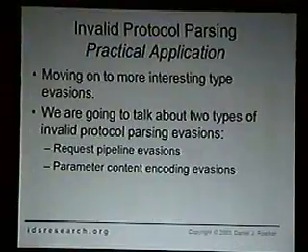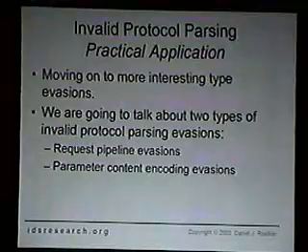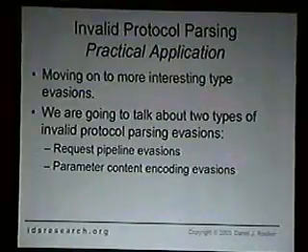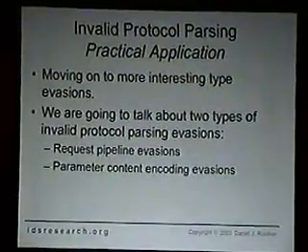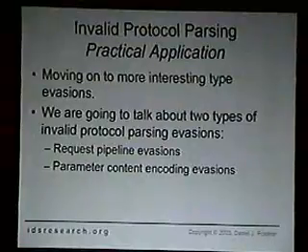All right, so we're done with the encodings now. We're on to the invalid protocol parsing practical applications. To me, these are actually the more interesting IDS evasion types because they're a little more general. I think a lot of people can understand them, and they're very, very effective against IDSs. If your IDS doesn't catch it, then they're pretty much going to have to really think about how they want to redesign the protocol decoder.